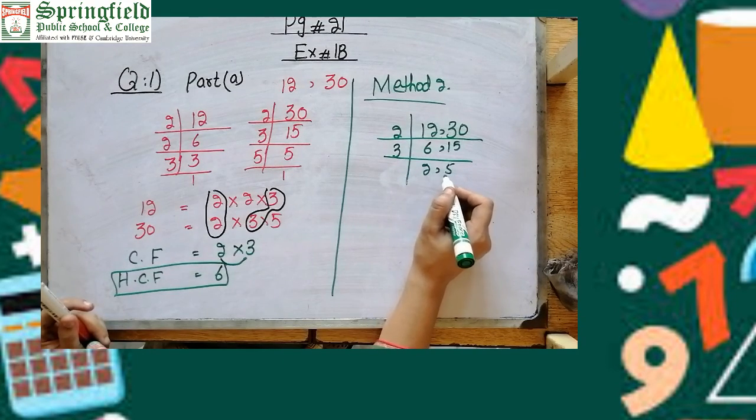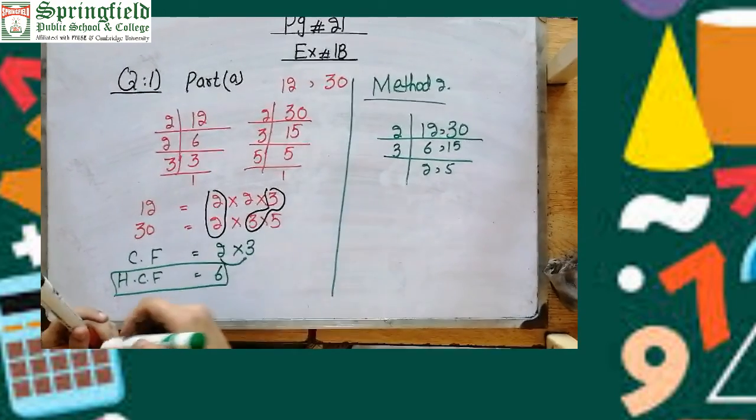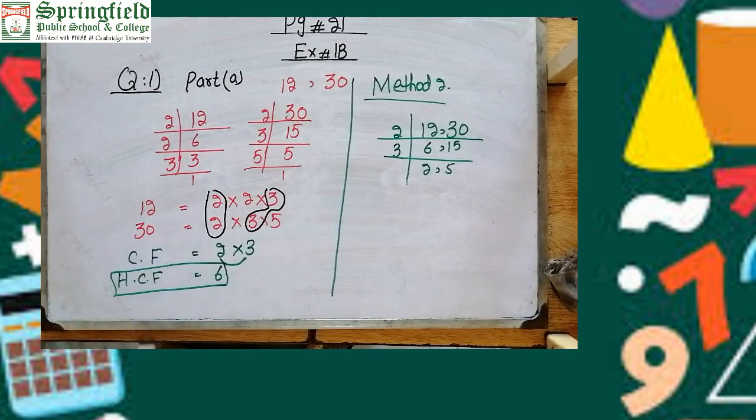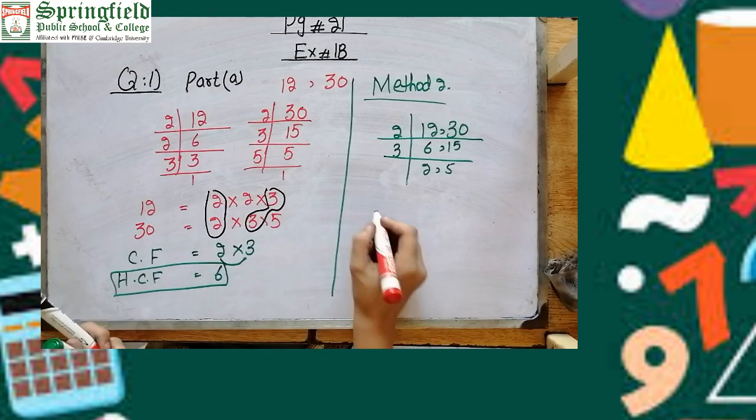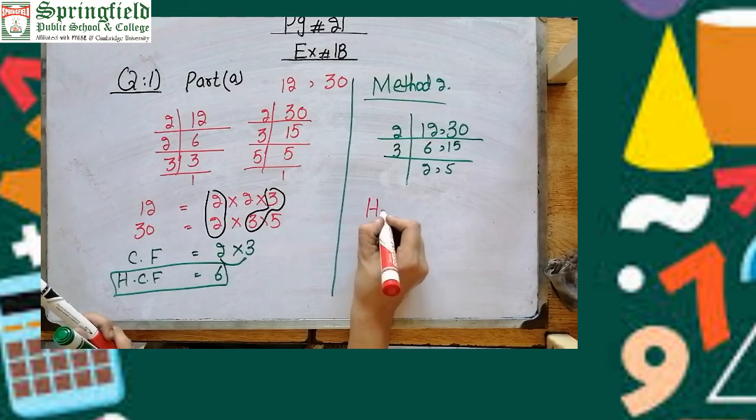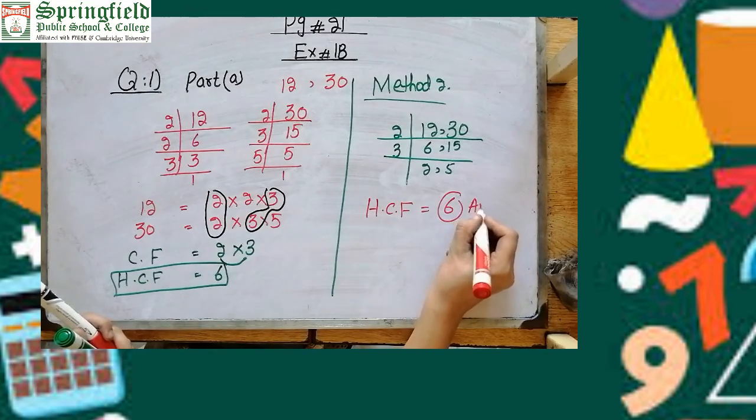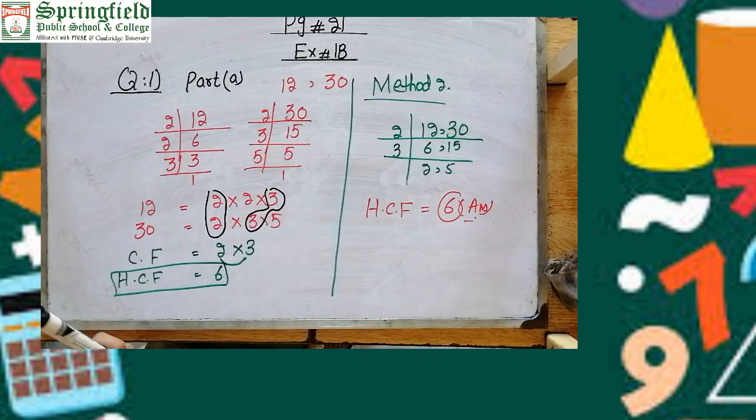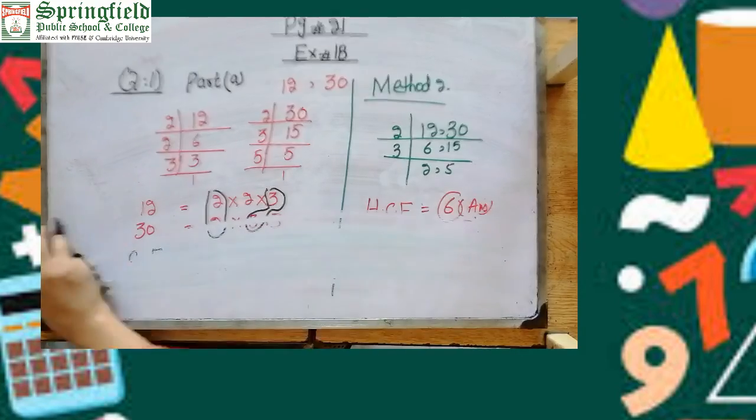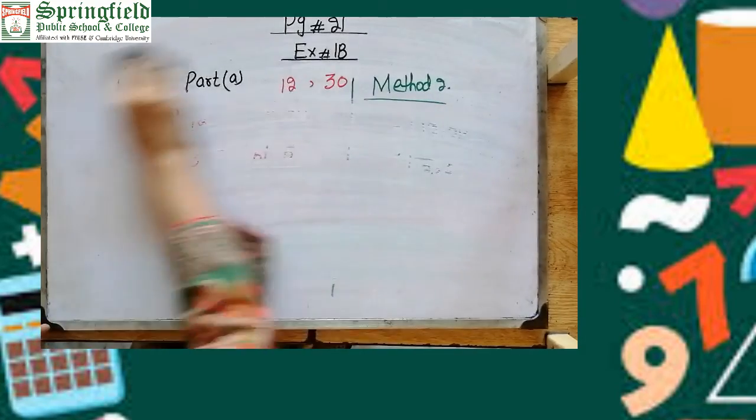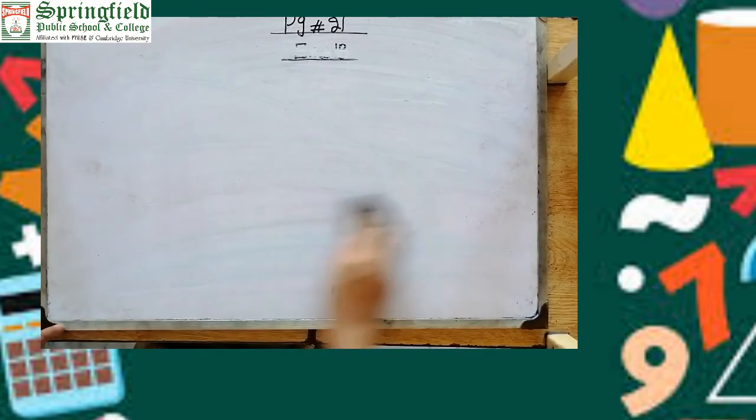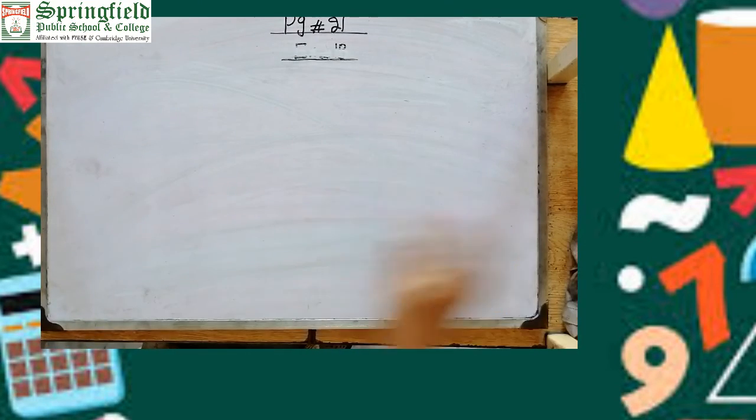Now further 2 and 5 have not come in the same table. We will stop here. So what will be the HCF now? HCF, sorry. HCF is equal to 3 2s are 6. In both the cases your answer should be same. Fine? Okay. Now come on the second part. Okay, all the parts are same. Do the practice of all these parts in your notebook.